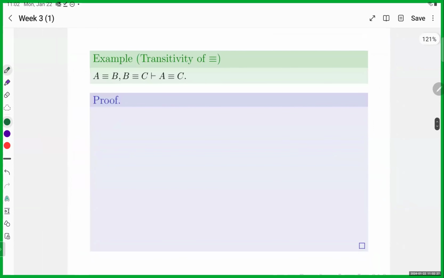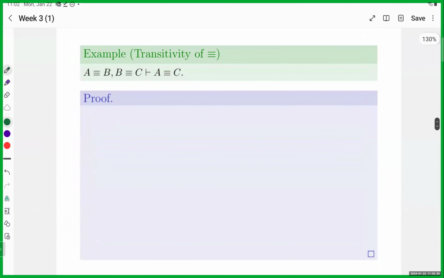All right, more axioms. Now let's prove something slightly less trivial. Prove that if A is equivalent to B and B is equivalent to C, then A is equivalent to C. Note that I read it a little bit differently, but this is basically saying that if I have two hypotheses, A is equivalent to B and B equivalent to C, then I can prove A is equivalent to C. Now, how do we prove this?